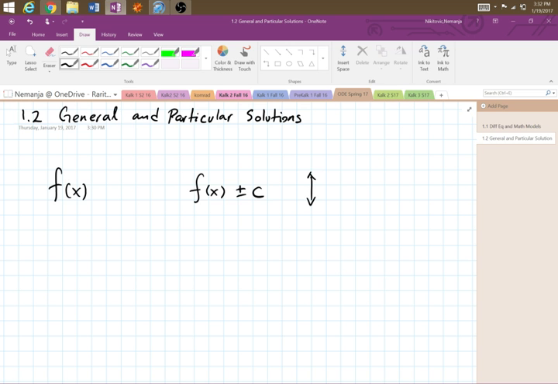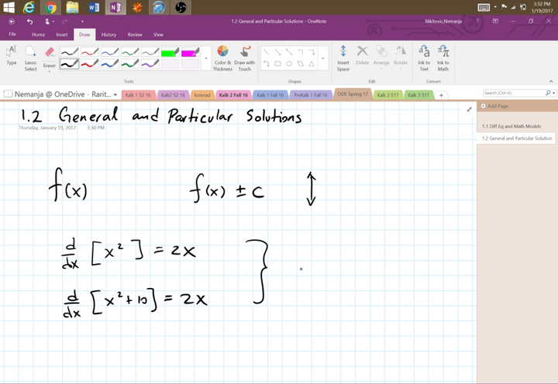So now, on top of that, which is mainly graphically, thinking graphically, we're going to jump into calculus 1, and we're going to recall that the derivative of x squared is 2x, and also recall the derivative of, let's say, x squared plus 10 is 2x. This is what makes us say that the integral of 2x dx is x squared plus c.